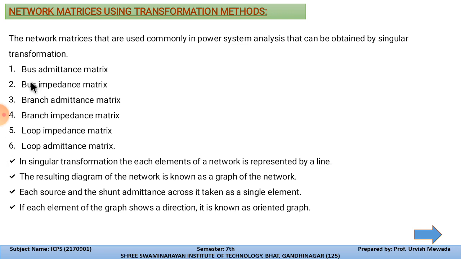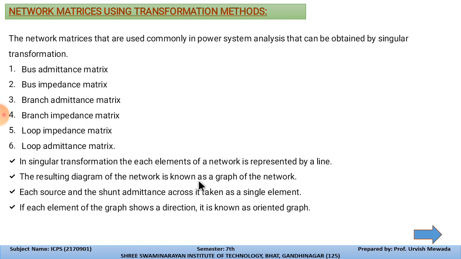Then this is for the particular bus. Now we can solve for the particular branch, so the branch admittance and branch impedance matrix, and we can solve it by loop, so it can be the loop impedance and loop admittance matrix. So with the help of these 6 matrices, we can transform the network into a matrix.